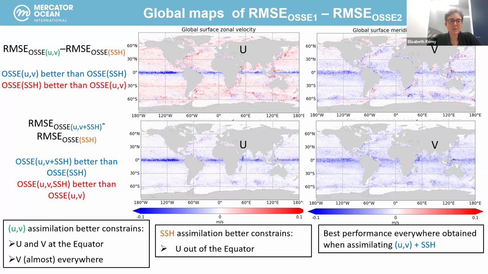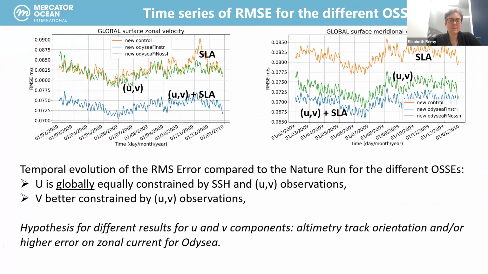And then in the panel below, we compare the simulations where the velocity and SSH are assimilated compared to only altimetry. What we can see is that adding the velocity observations on top of the altimetry will improve U and V everywhere, with the largest improvement at the equator, and again, it's more the meridional component that really performs better, and less improvement for U. Here it's the time series associated with the experiment I've shown just before, just to confirm what we've seen before.